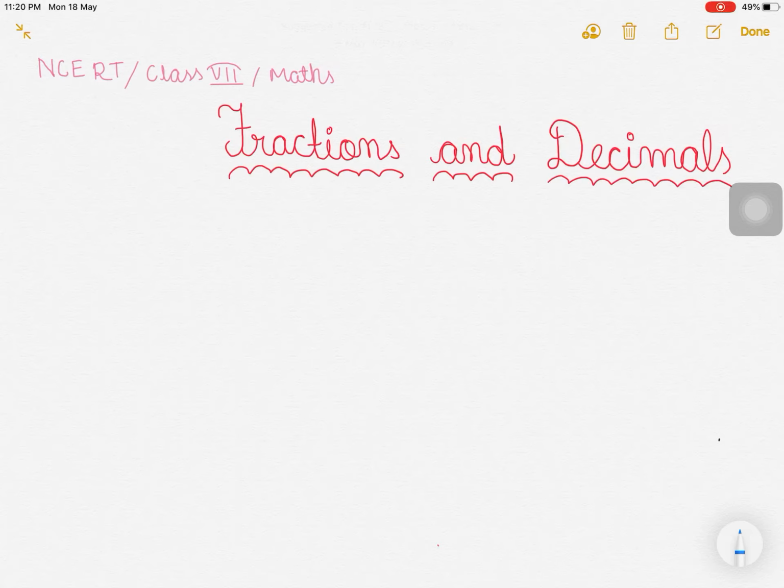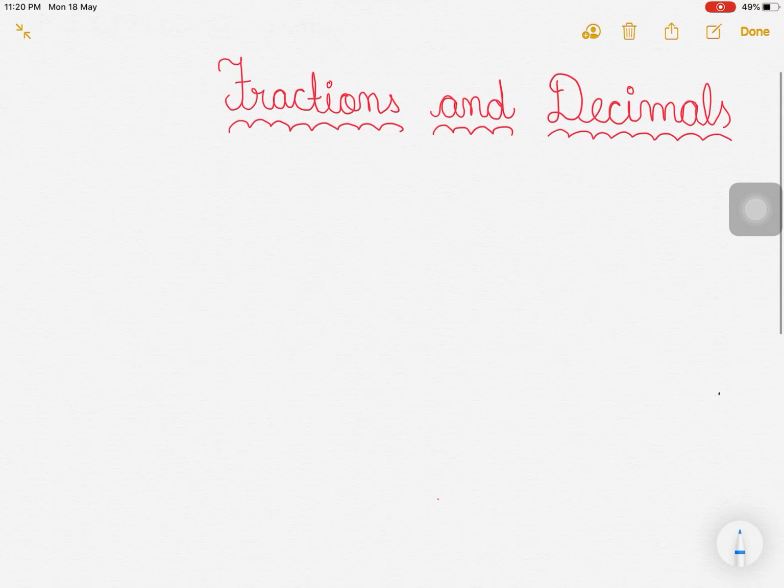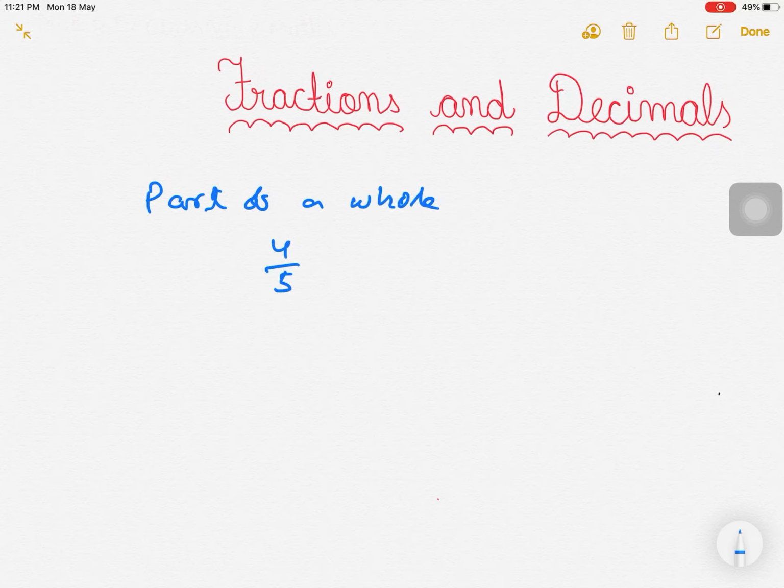Dear students, today we shall learn about fractions and decimals for class 7 mathematics. Last year you have learned about fractions, and you have learned that fractions mean part of a whole. Okay? Part of a whole. That means we write 4 by 5. This means 4 parts out of 5 parts.